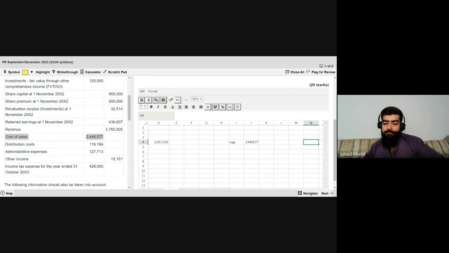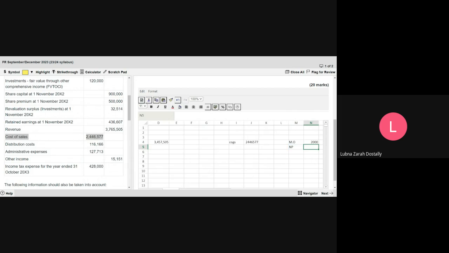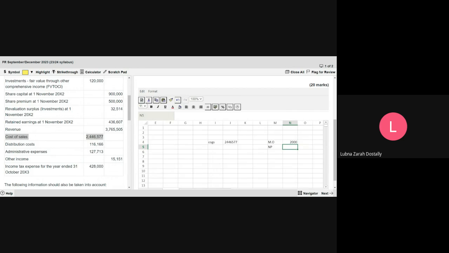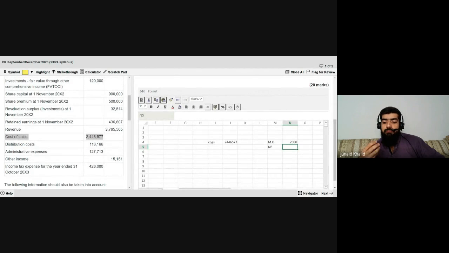Let me give you an example for this one. For example, if I am having a merchandise opening of, let's say, 2000. I'm just giving an example. Merchandise opening or opening inventory is basically of expense nature. Then we had net purchases of, let's say, 4000, and then we had a merchandise ending or ending inventory, that is, let's say, 1000.